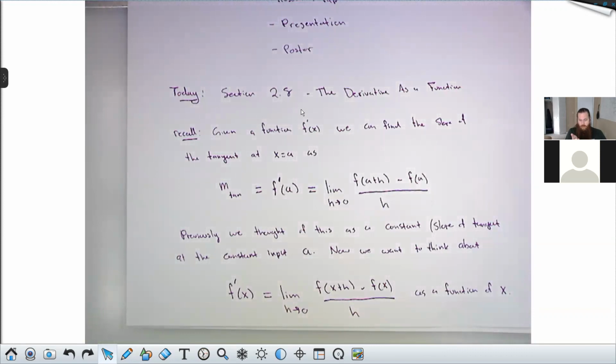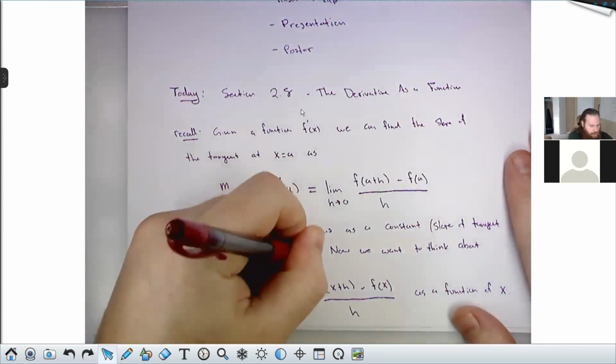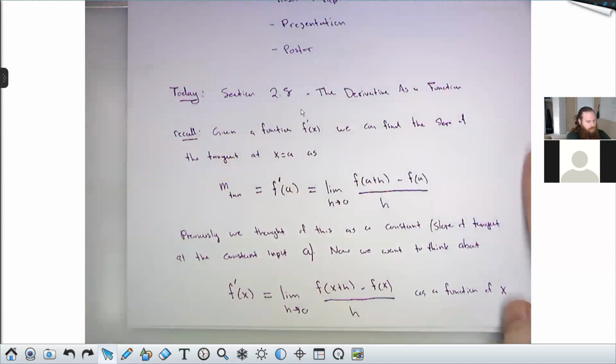In order to build up to this, I'm going to look at a few specific examples, and that's going to lead us in the direction of a few really interesting theorems. I need to close this paren, don't I? Yeah, slope of tangent to the constant input a.